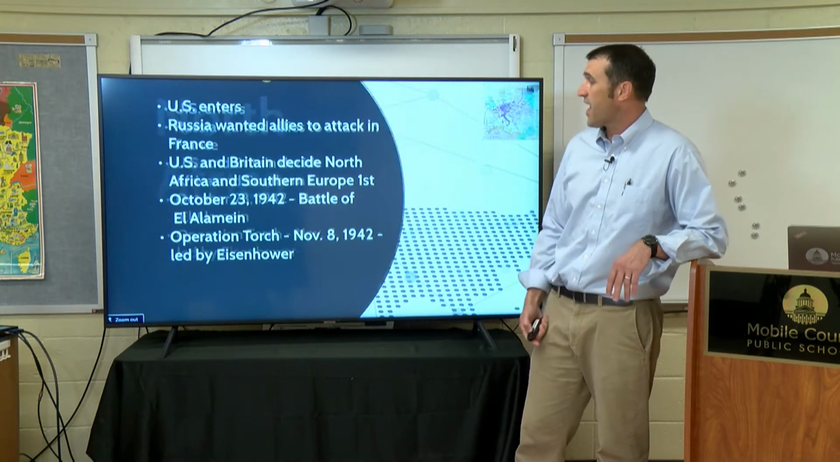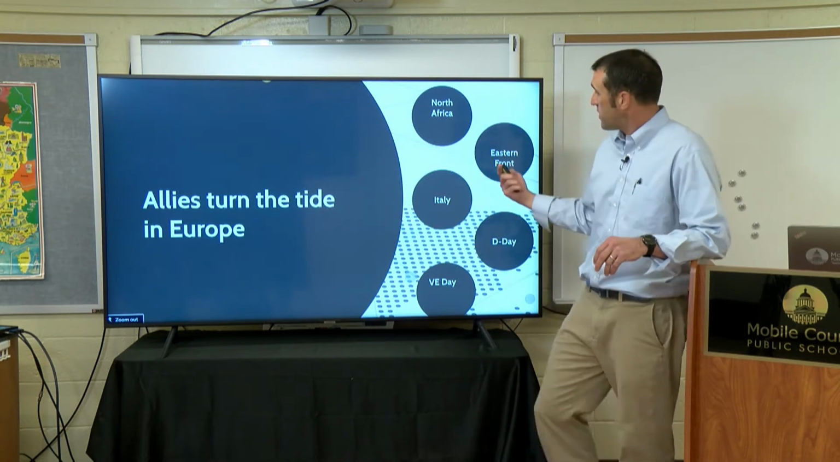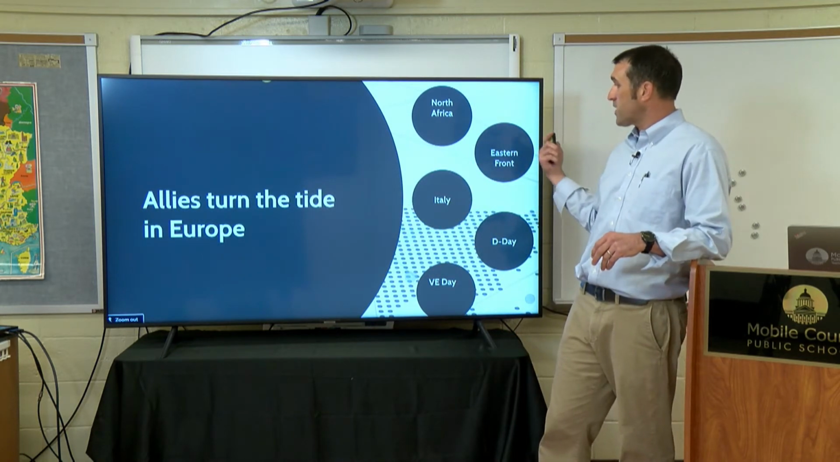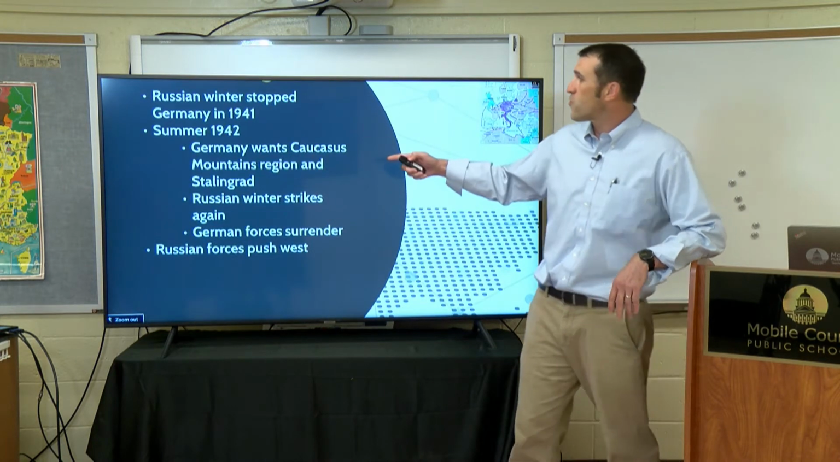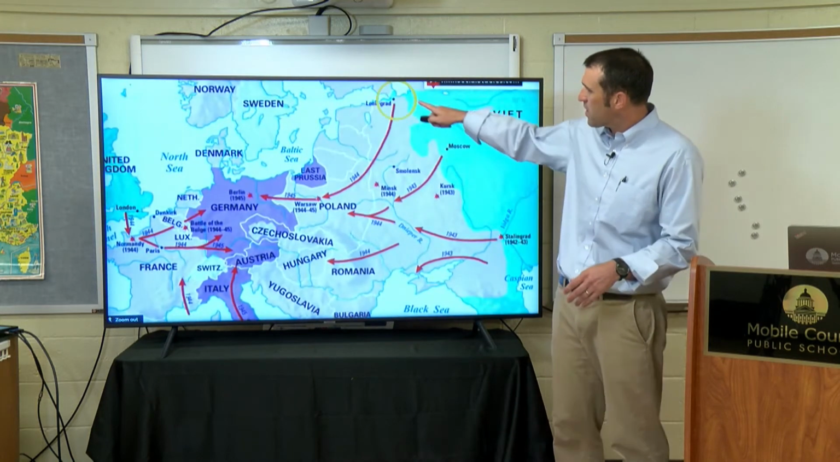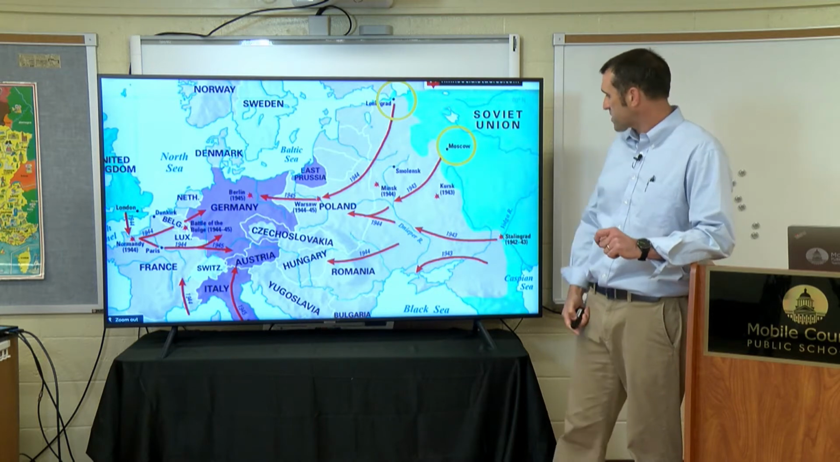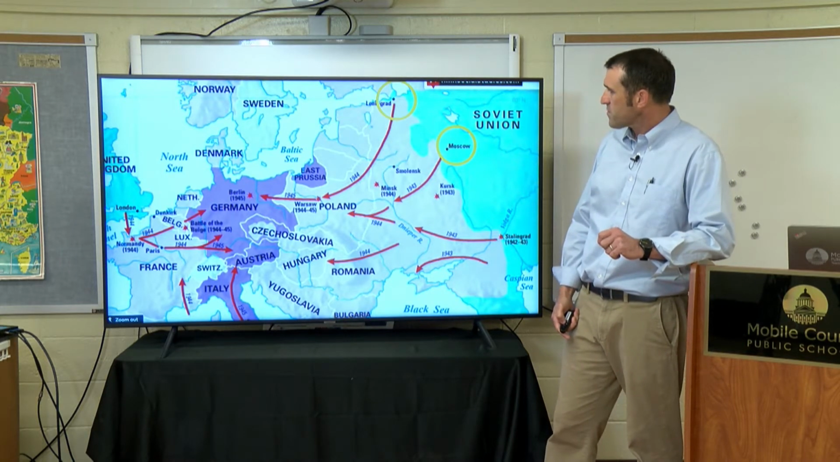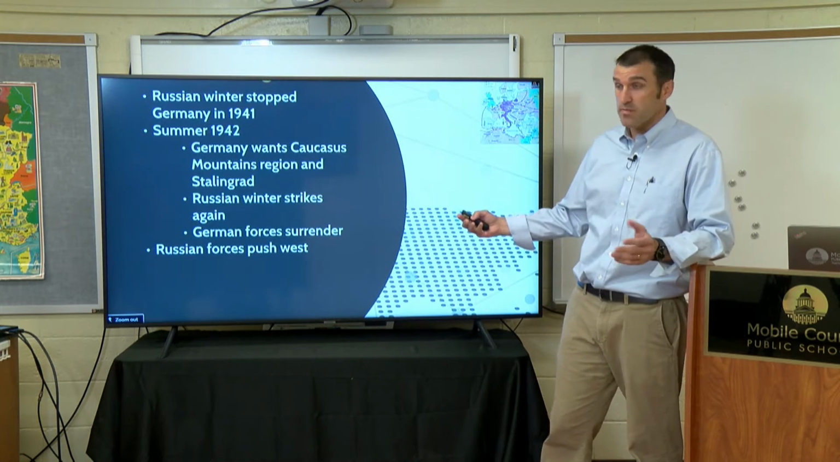So now we've got the tide turning in North Africa. Well, let's turn our attention to the fighting going on between Germany and the Soviet Union in the Eastern Front. So if you remember, the Russian winter stopped the advance of the Germans there at Leningrad, in the capital of Moscow, and that was the only thing that really stopped the Germans.